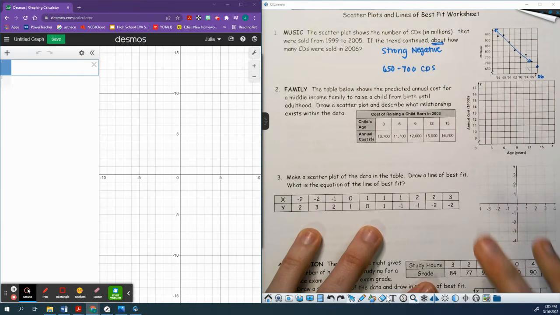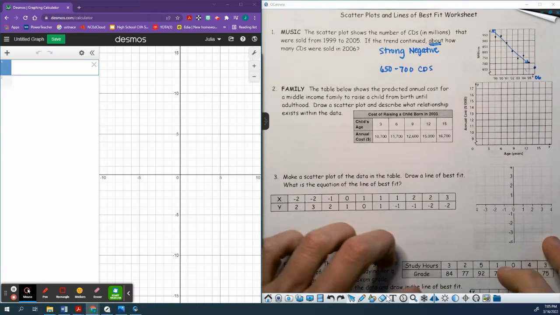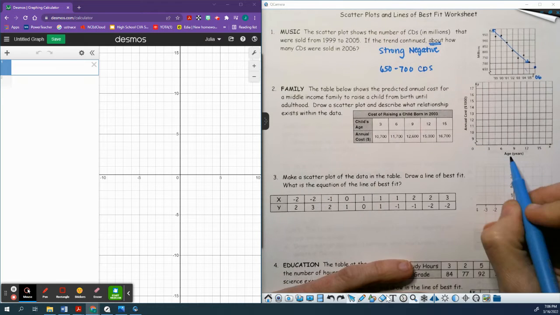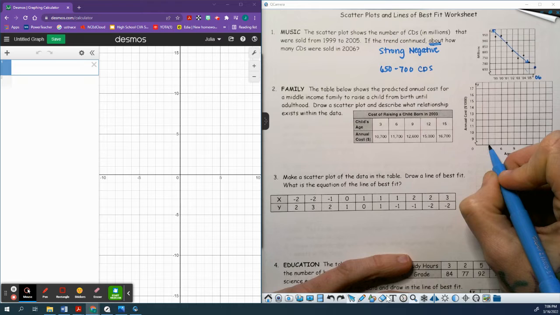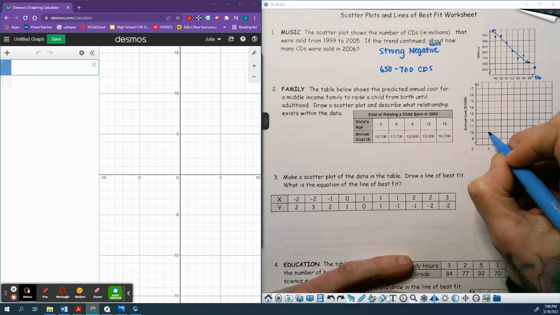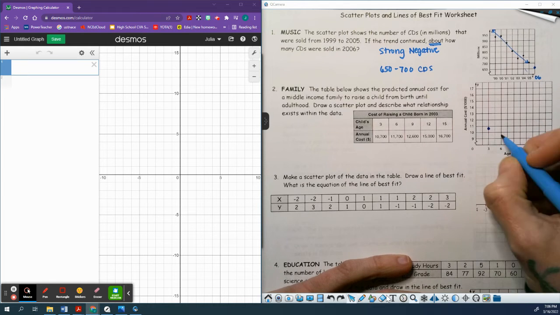Number 2, the table below shows the predicted annual cost for a middle income family to raise a child from birth until adulthood. Draw a scatter plot and describe the relationship that exists within the data. So we know our age 3 is 10,000. This is in thousands here. Age 3 is 10,700, so we're going to go up to 10, which is 10,000, and 700 would be just under 11. So there. And then 6 is 11,700.